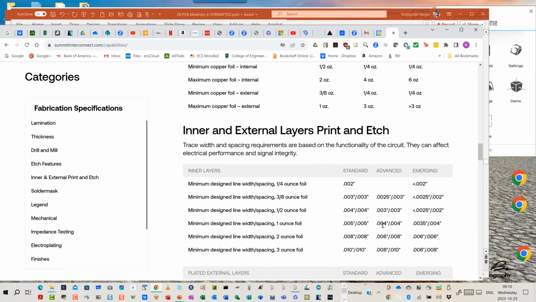You start trying to do, you say, hey, I'm doing 1 ounce copper, but I really need to do a 4 mil trace or a 4 mil space. Okay, you've just jumped into their advanced. That's a cost adder. You've jumped all the way into emerging, significant cost adder, right? You're basically going to have higher scrap rates.